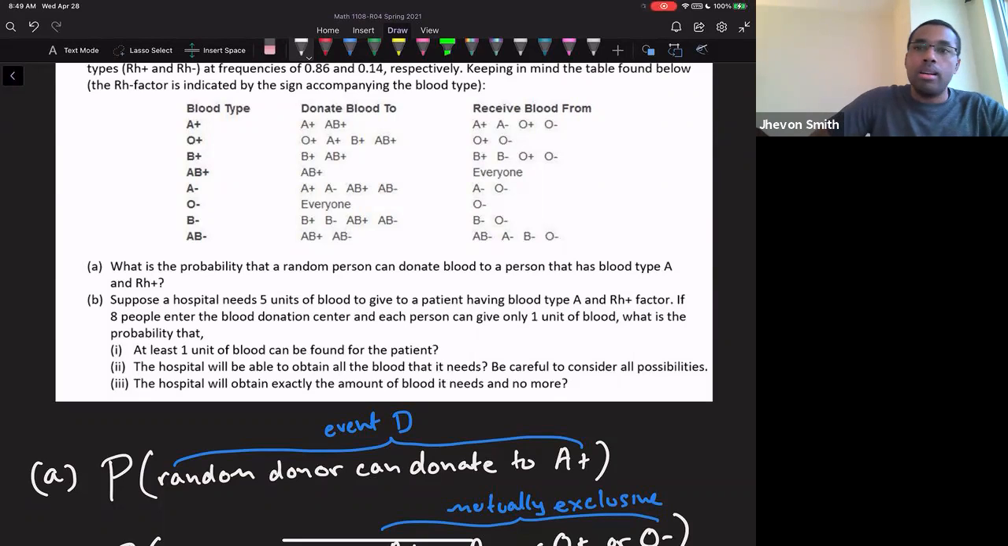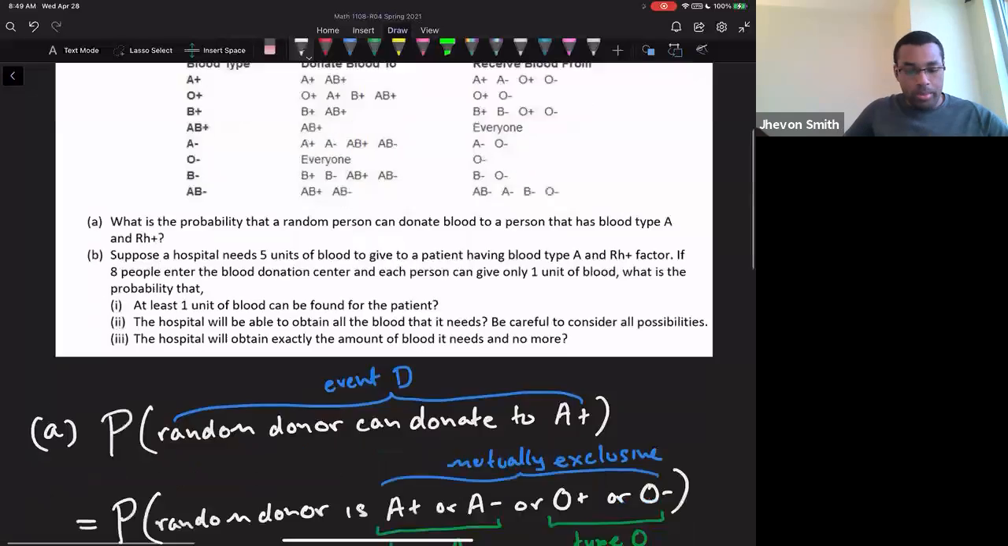What you'll notice is that in part B, you're actually setting up independent trials. Random people walk into a blood bank, there's no reason to expect that their blood types would affect each other. They're not related. They're just random people, right? So you have independent trials. You're doing the same thing, drawing blood and seeing if it can be donated to a certain patient. And you have 2 possible outcomes: either they can donate or they can't, right? Turns out this is a binomial situation.